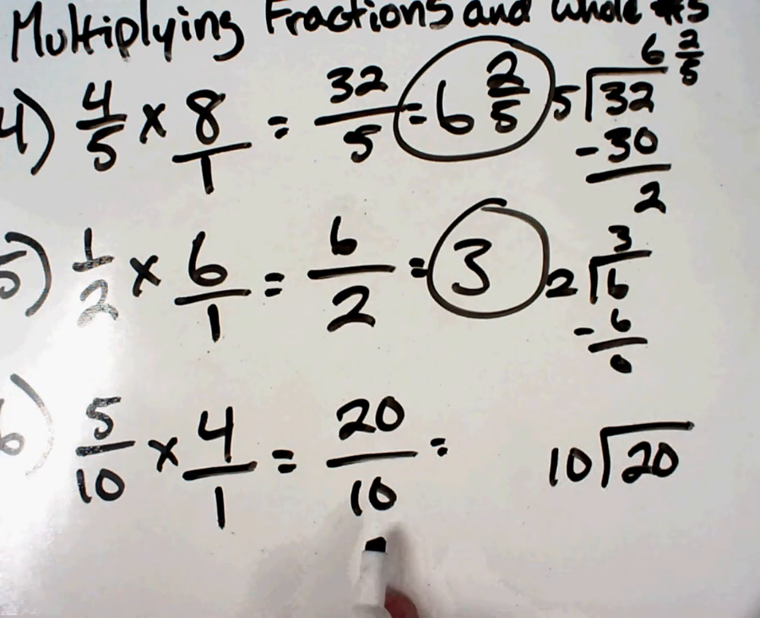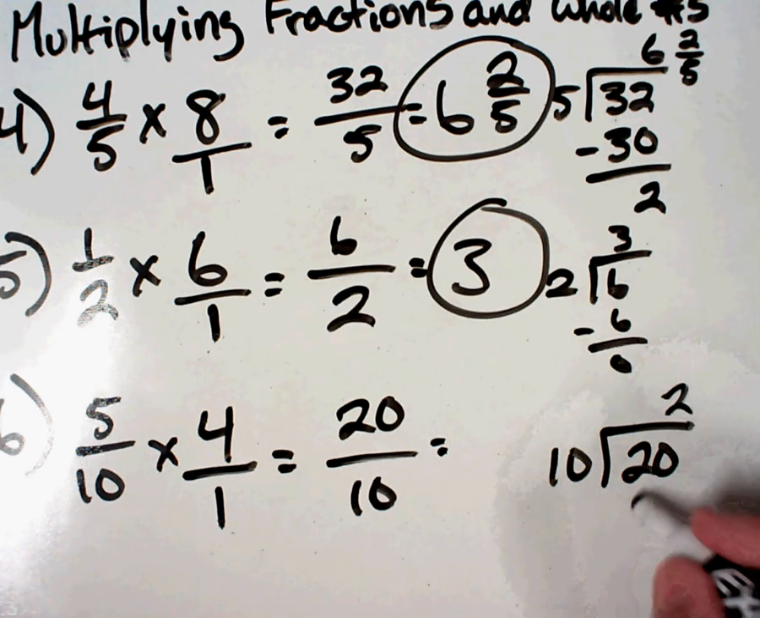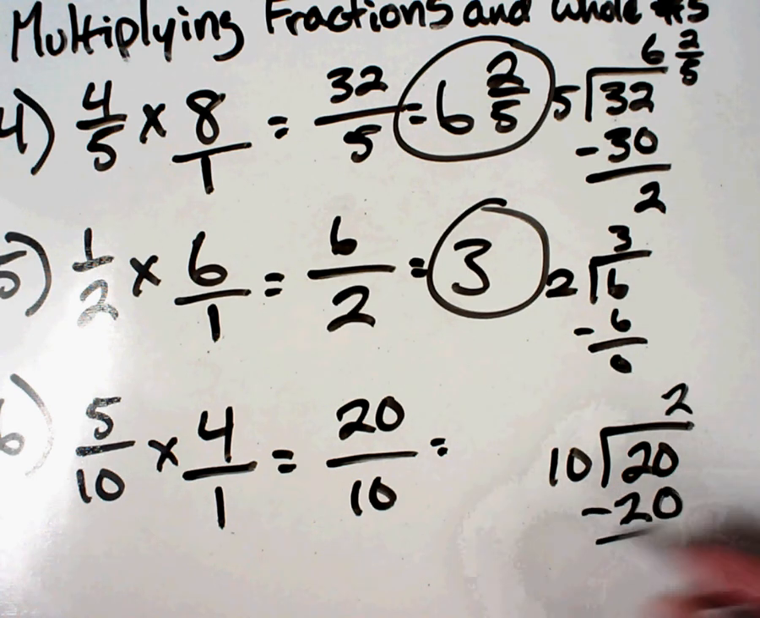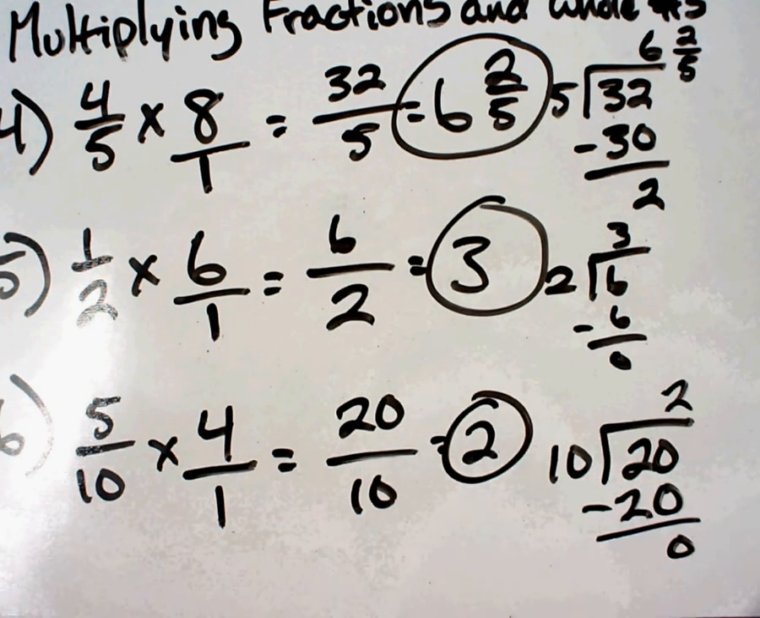So it's an improper fraction. I need to change it to a mixed number. So I'm going to set up my division problem. 10 goes into 20 2 times. 2 times 10 gives me 20. So I get no remainder. So my final answer on number 6 is 2.